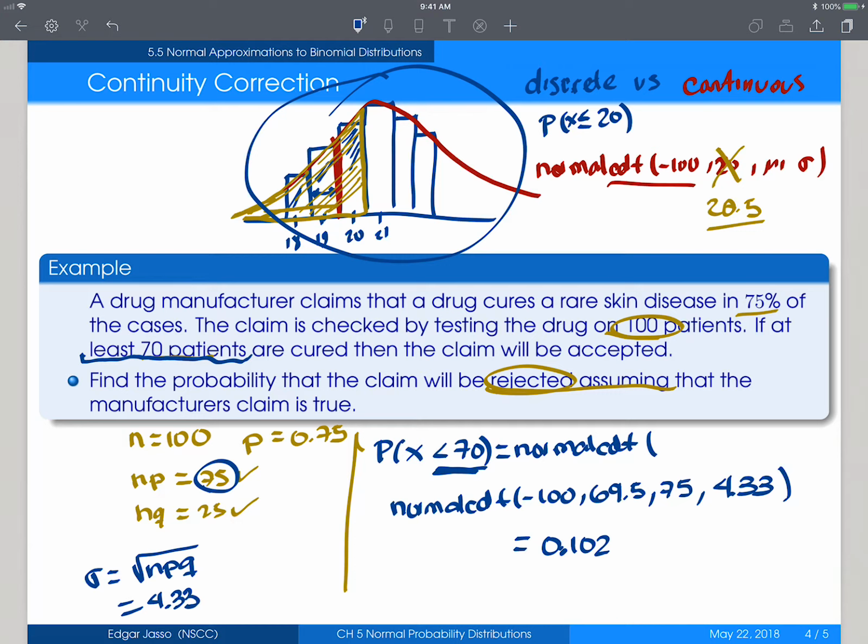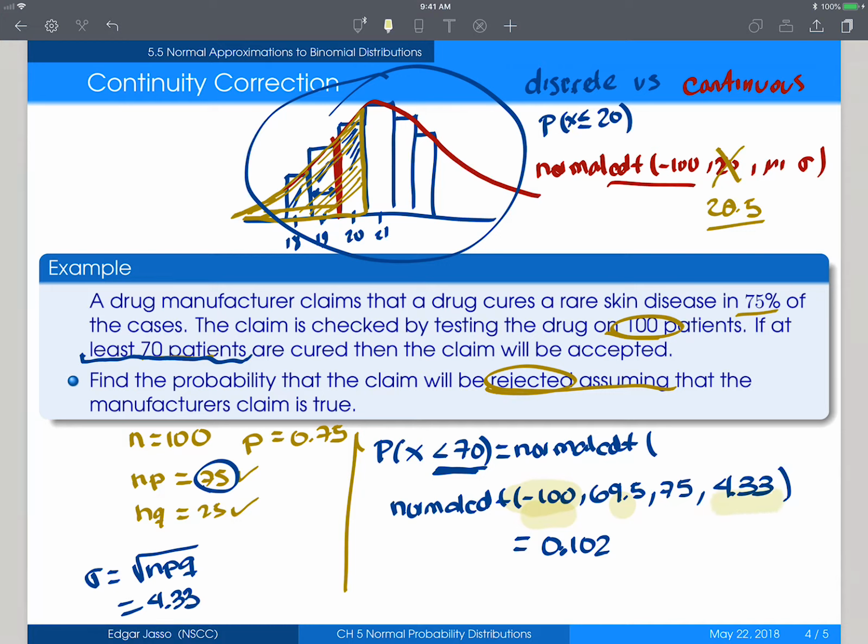Something that sometimes bothers some students is that I'm putting a negative number here. It makes no sense to have negative patients, and yeah, you're right. But when I'm writing this, all I'm doing is finding the area under the red normal curve, which goes on forever on the negative side. If that bothers you, you can put a 0 here, since that's the last number that makes sense, and that's fine.